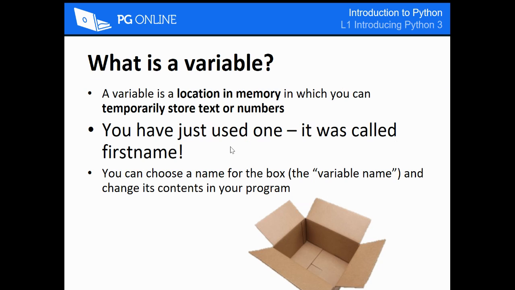Okay, what is a variable? A variable is a location in memory in which you can temporarily store text or numbers. You have just used one, it was called first name. You can choose a name for the box, the variable name, and change its contents in your program at any time.